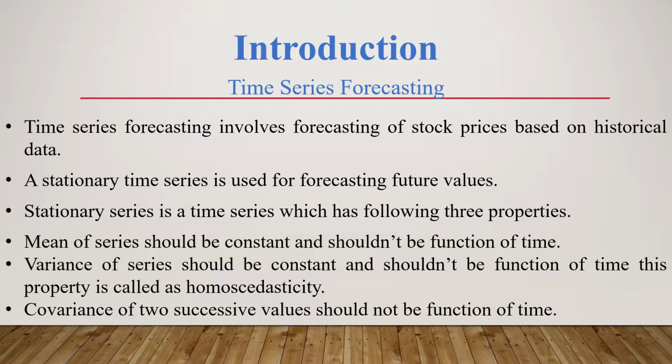A stationary time series is used for forecasting future values. A stationary series is a time series which has the following three properties. First, the mean of a stationary series is always constant and it is not a function of time. Variance of the series is always constant too, and this property is called homoscedasticity. Covariance of two successive values should not be a function of time either.